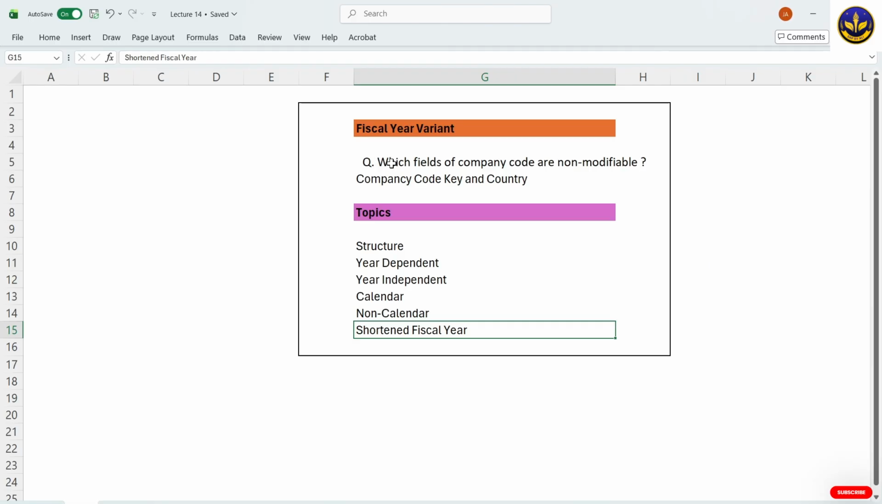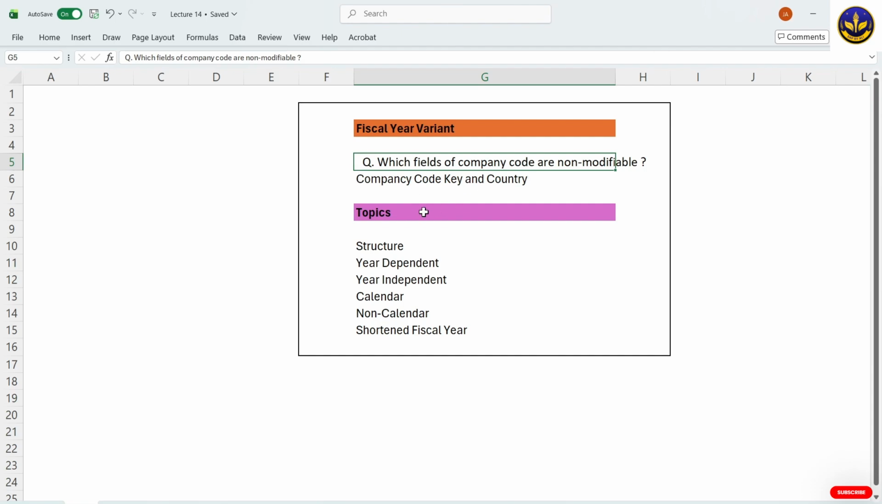Okay, so this was the question in our last session. Which fields of the company code are non-modifiable? Once you have a posting in the company code, you cannot modify the company code key itself, which you give for your company and the country. So these are non-modifiable to ensure data consistency in the system.